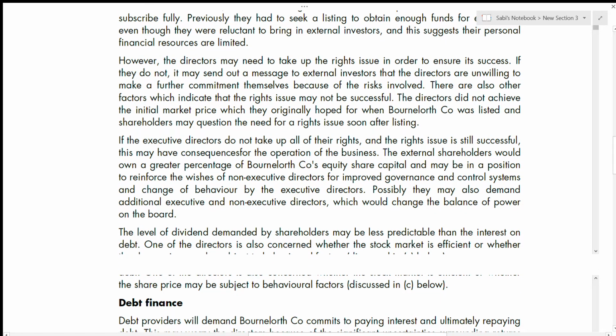If executive directors do not take up all of their rights and the right issue is still successful, this may have consequences for the operation of the business. The external shareholders would own a greater percentage of the company's equity share capital and may be in a position to reinforce the wishes of non-executive directors for improved governance and control systems and change of behavior by the executive directors. Possibly, they may also demand additional executive and non-executive directors, which would change the balance of power of the board. The level of the dividend demanded by shareholders may be less predictable than the interest on the debt.